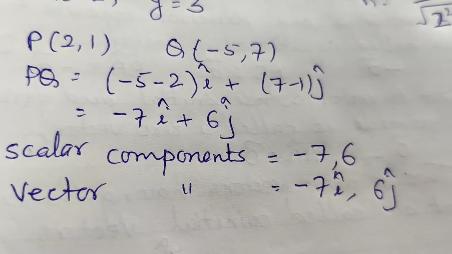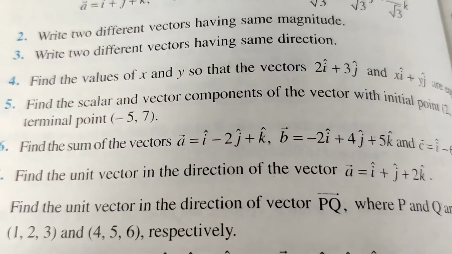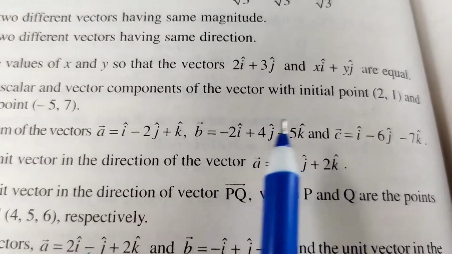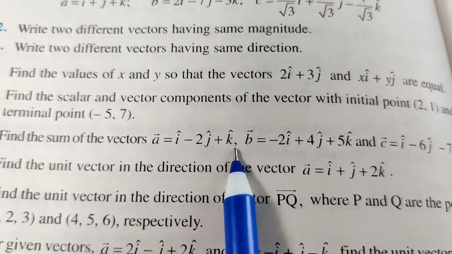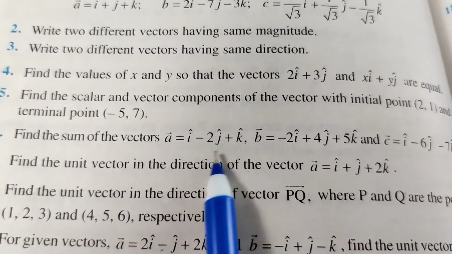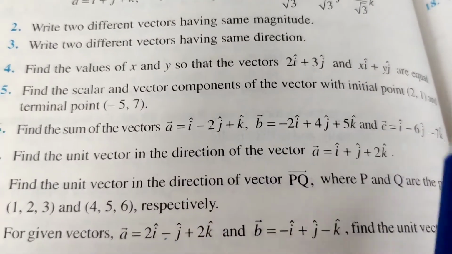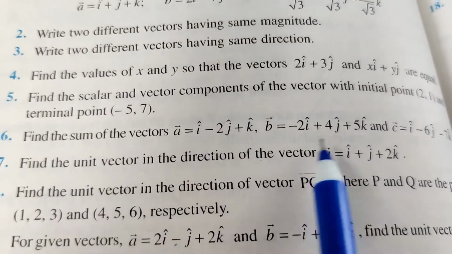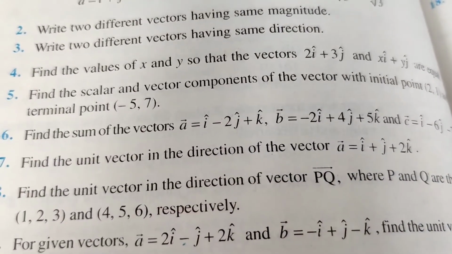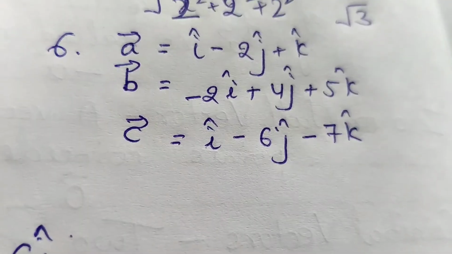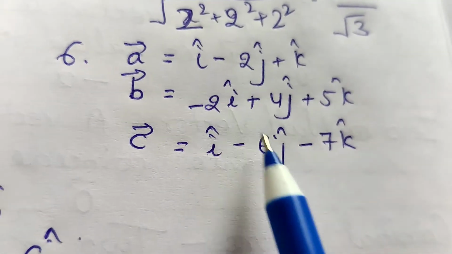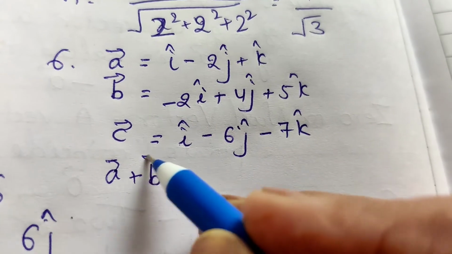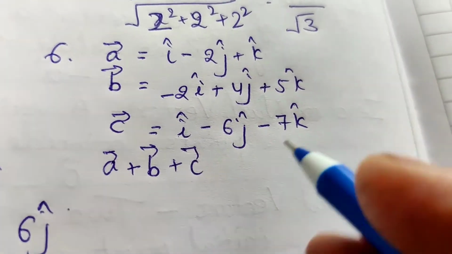Now question number 6. Question number 6 कह रहा है find the sum of the vectors a, b and c. These are the 3 vectors and find the sum. तो सम में क्या होता है कि x कंपोनेंट x के साथ ऐड होगा, y y के साथ और z z के साथ, यानी i एक साथ, j एक साथ एंड k एक साथ. ये 3 वेक्टर हैं a b एंड c. अब हमको इनका सम करना है. फाइंड द सम a वेक्टर प्लस b वेक्टर प्लस c वेक्टर.